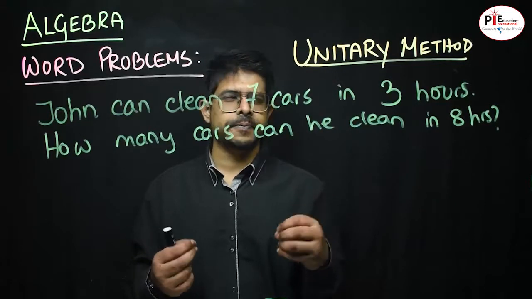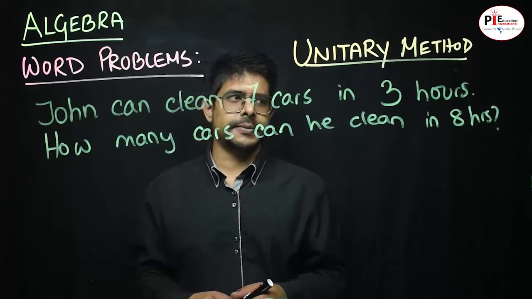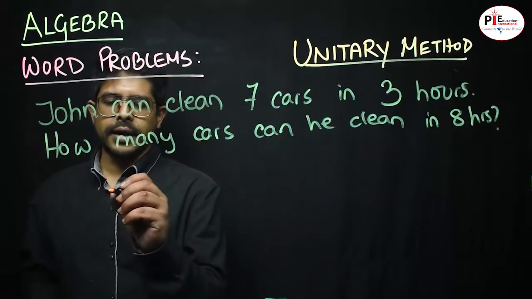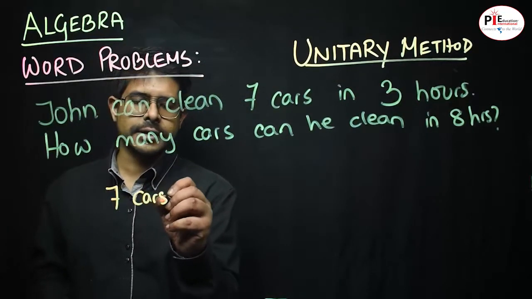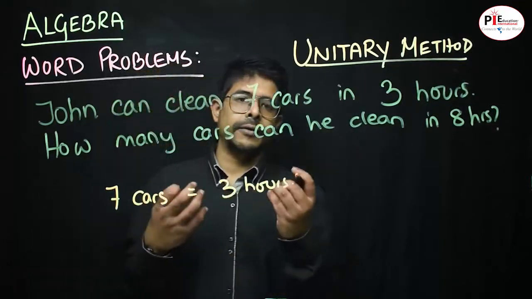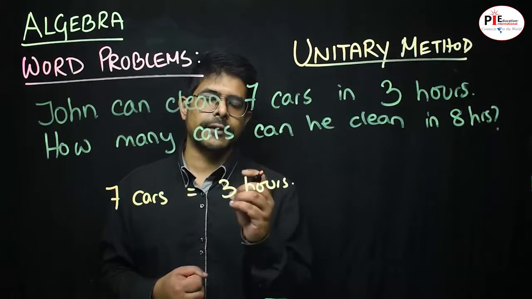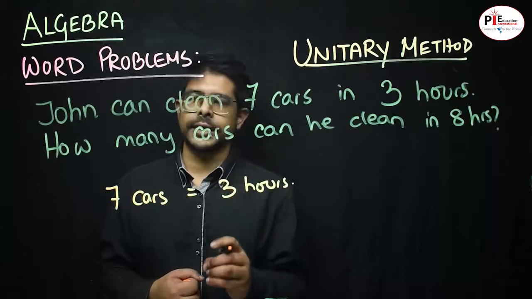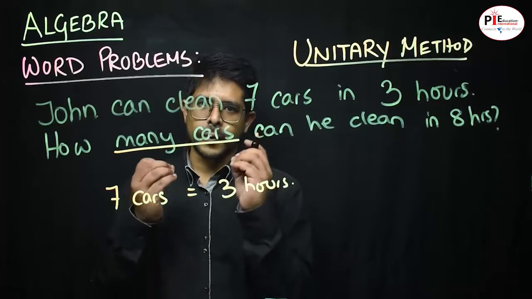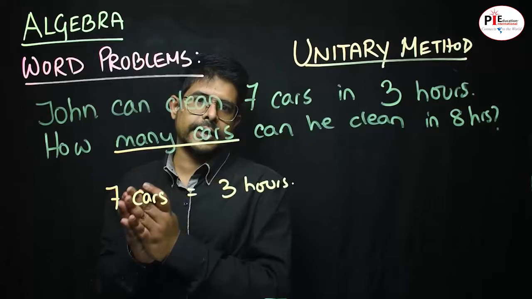It's a very basic problem and it's very easy to solve. But how are we going to approach it? At first, we have to know what the conversions are: he can clean 7 cars in 3 hours. Now, in the unitary method, there is a way of solving this problem. At first, you have to know what they're asking in the question. They're asking for how many cars. Whichever they're asking for, you have to keep for the end and the others in the beginning.